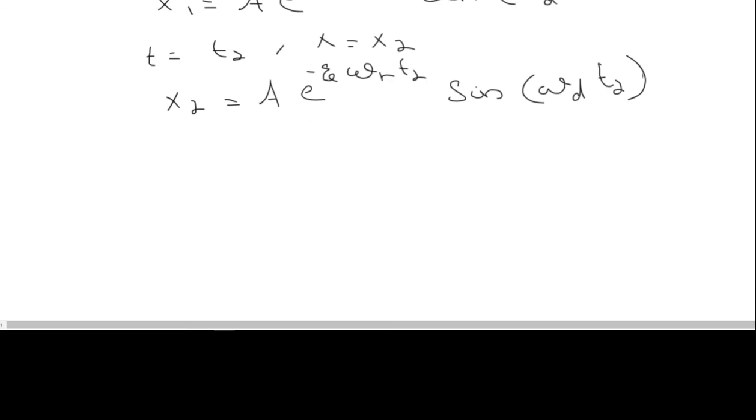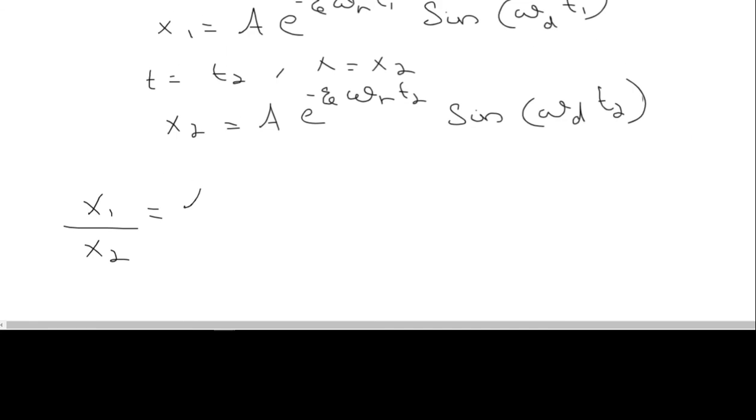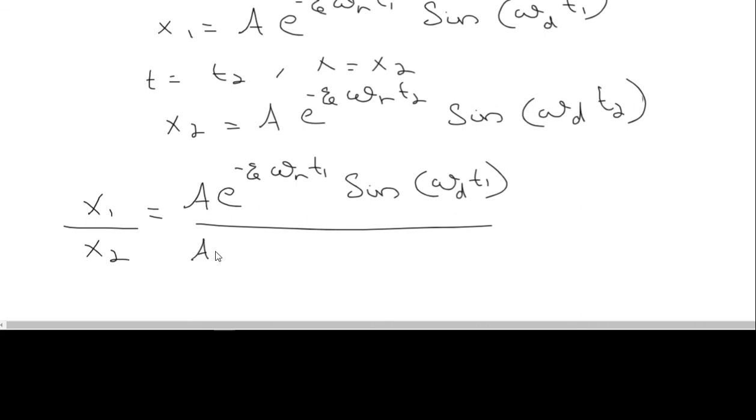So we know logarithmic decrement is the natural logarithm of the ratio of two amplitudes. Taking two successive amplitudes, let's say x1 and x2, if you divide them, you will get A e to the power of negative epsilon omega n t1 sine of omega d t1, over A e to the power of negative epsilon omega n t2 sine of omega d t2.